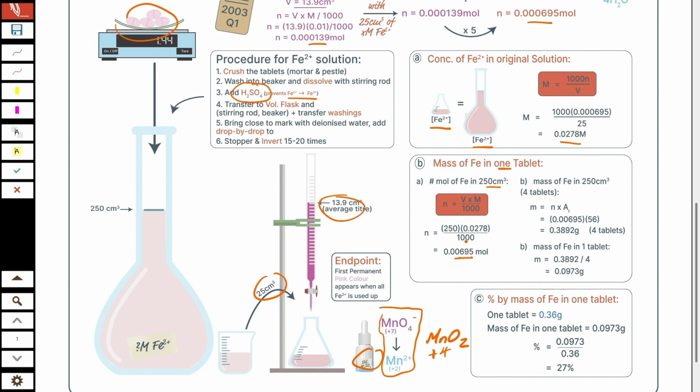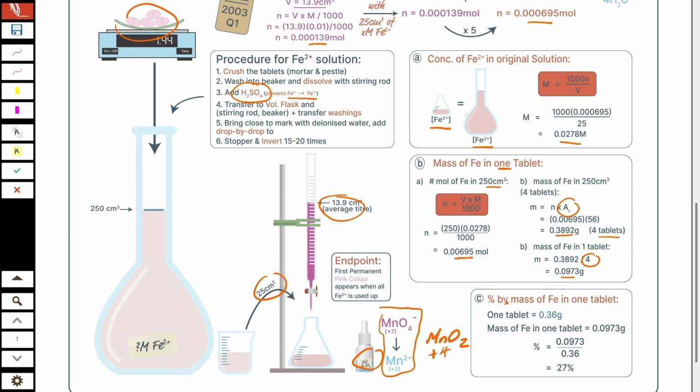Now, that number of moles, of course, what mass would that be? Well, to get the mass, we can simply multiply by the relative atomic mass of iron, which is 56. And that gives us this mass here. Okay, 0.3892 grams. But of course, that corresponds to the mass of 4 tablets. So now we'd simply have to divide by 4 to get the mass of 1 tablet.